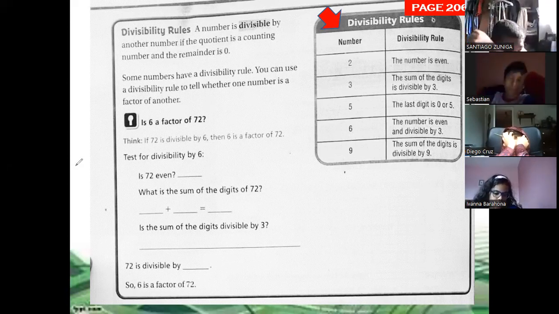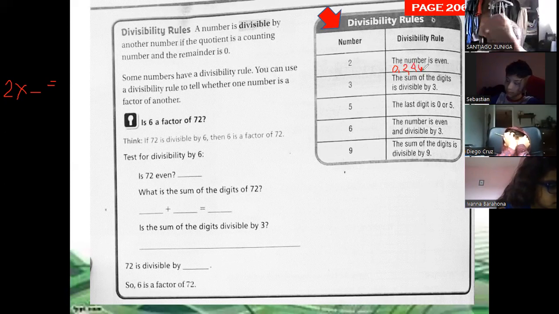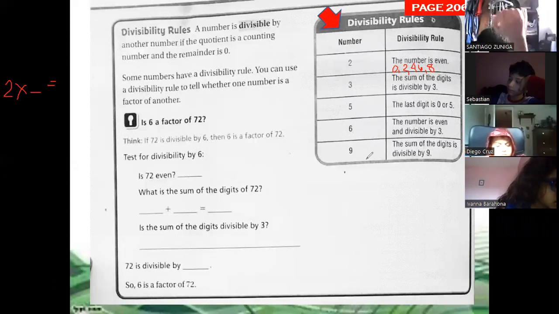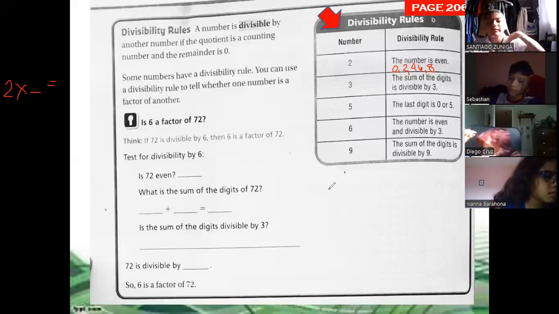2. The divisibility rule is asking if 2 is a factor of an even number. Remember that even numbers are the numbers that finish in 0, 2, 4, 6, and 8. Finish in 0: 10, 20, 30, 100, 1,000, 1,000,000, 500,000. Finish in 2: 12, 22, 102. Right, Sebastian? Focus on me, please.